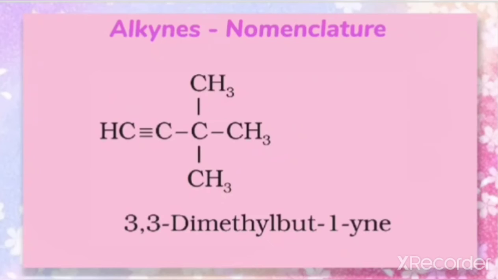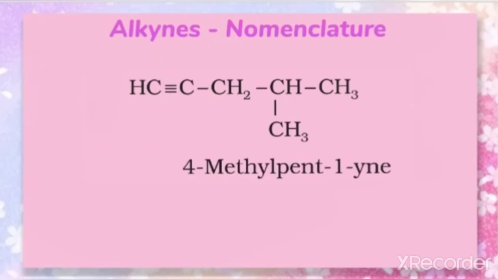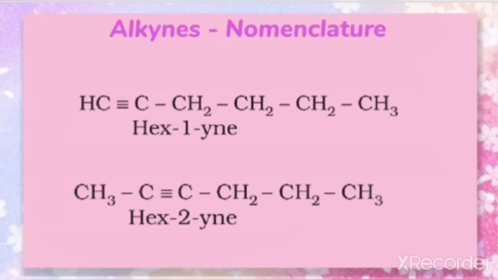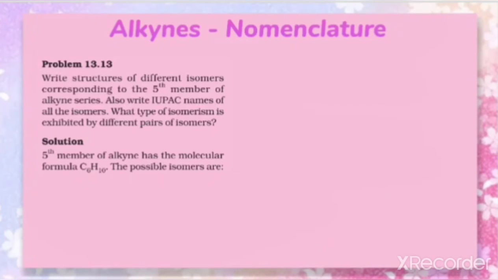So when we compare all these structures, in all of them the number of carbon and hydrogen atoms is the same. This is actually based on problem number 13.13, which is a textbook solved problem. Write the structures of different isomers corresponding to the fifth member of the alkyne series. Also write the IUPAC names of the isomers. What type of isomerism is exhibited by the different pairs of isomers?